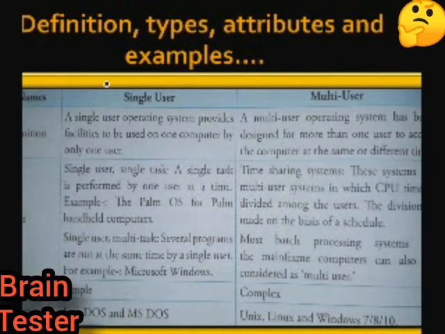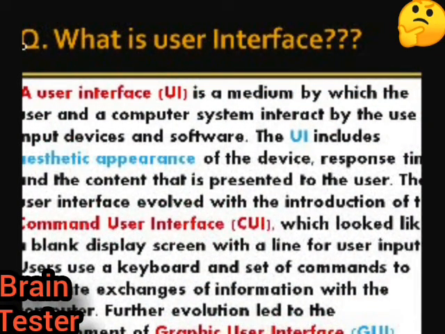Next are definitions, types, attributes, and examples. Definitions, types, and examples are given here. You can pause the video and see them carefully. You can pause the video and read about single user and multi-user. Okay, next slide is: what is a user interface?